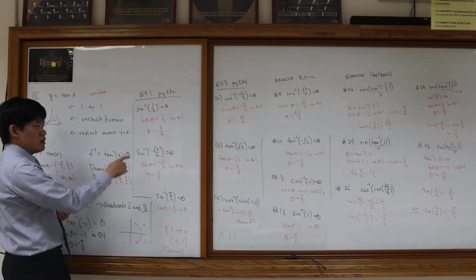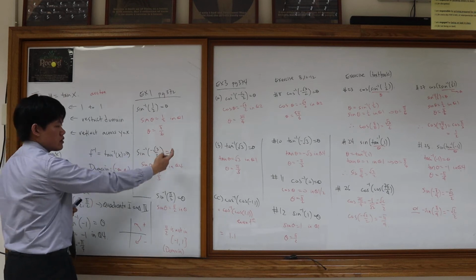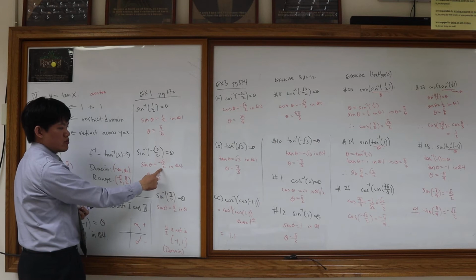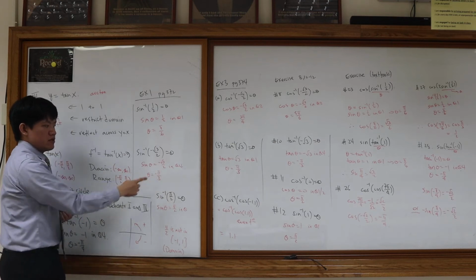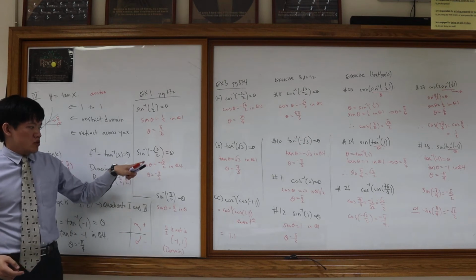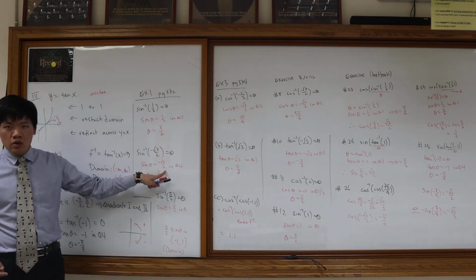Okay. Next example, arcsine of negative root 3 over 2 is equal to theta. So you can rewrite this as sine of theta is equal to negative root 3 over 2. Because it's negative, it's definitely in quadrant 4. So you have to think about what is the angle in quadrant 4 where sine is equal to negative root 3 over 2.